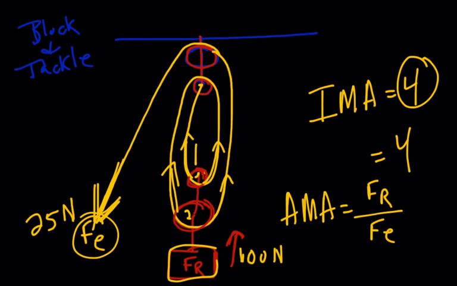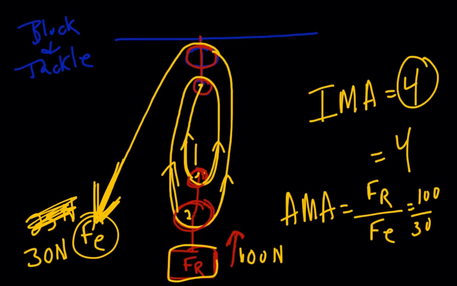But if I actually do this in reality and I figure out how much force it takes to pull this, it probably isn't going to be 25. It might be something more like 30 newtons. I still would want to do it, right? 30 newtons was still great, easier than lifting 100 newtons directly. So I'd still want to do this, but the actual mechanical advantage then would be 100 divided by 30, not 100 divided by 25. It wouldn't be 4.